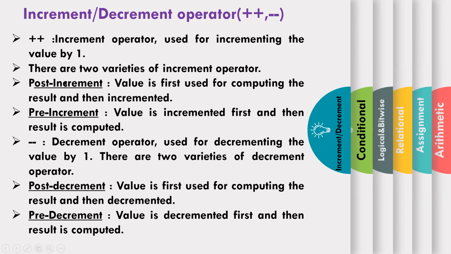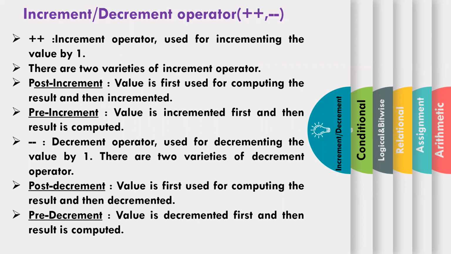But there are two different types of increment again. What are those two? Post increment and pre increment. This is nothing but you write x plus plus or plus plus x. If you write it as x plus plus, that is called post increment. If you write it as plus plus x, that is called pre-increment. So there is a difference between plus plus x and x plus plus. I will explain.